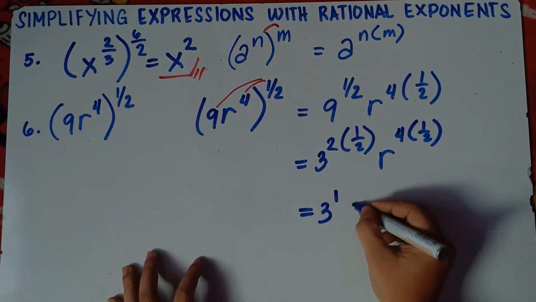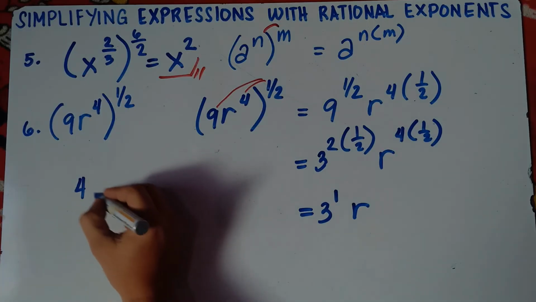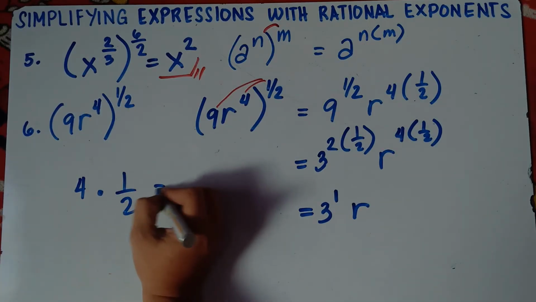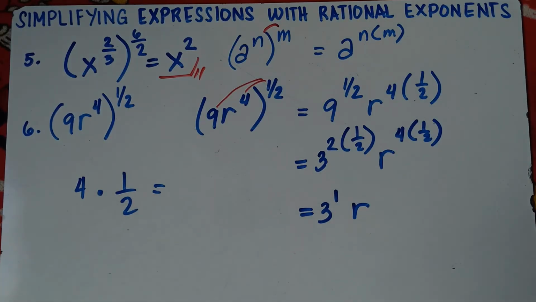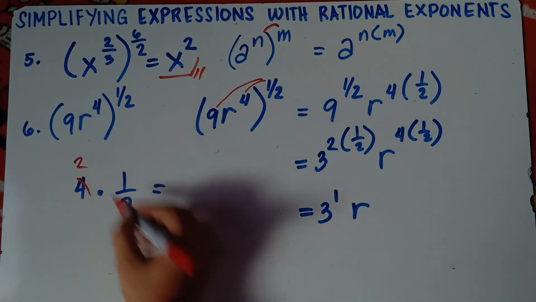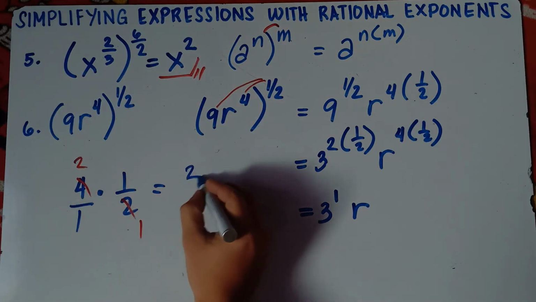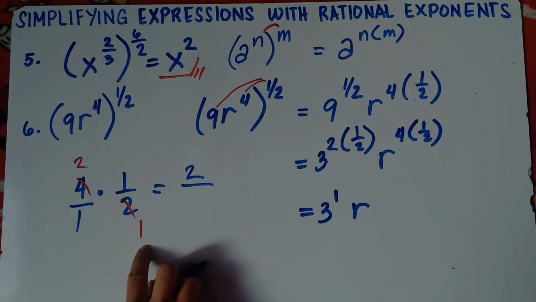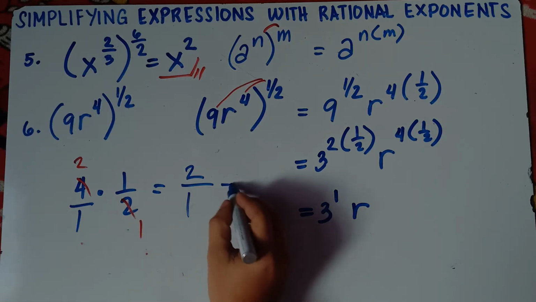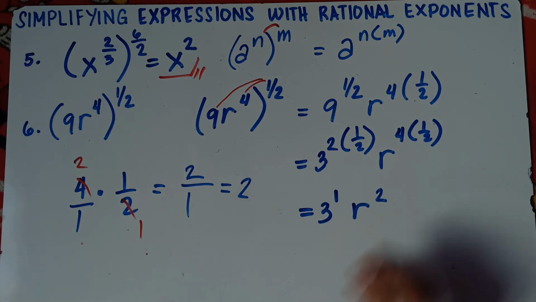And then this r. So multiply 4 times 1/2. We simplify 4 and 2. 4 divided by 2 is 2, and 2 divided by 2 is 1. Of course, there is a denominator of 1. So 2 times 1 is 2, and instead of 2 it becomes 1, 1 times 1 is 1. 2 divided by 1 is 2. So this will be r squared.